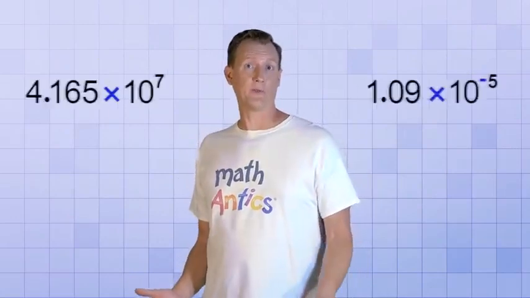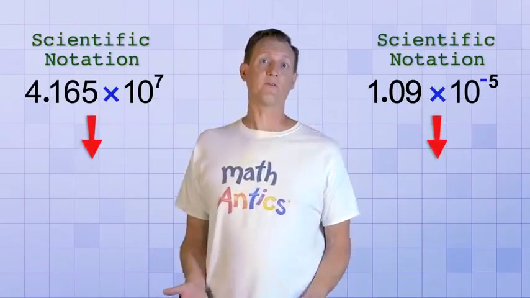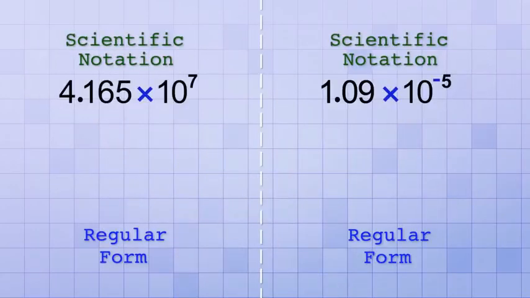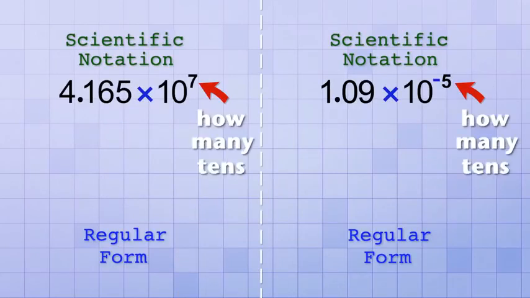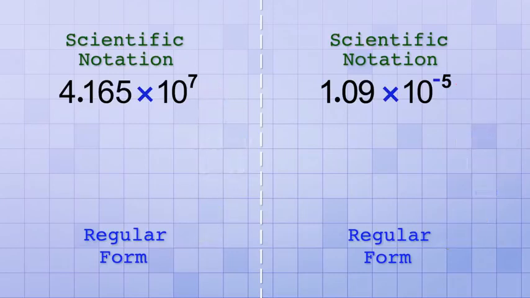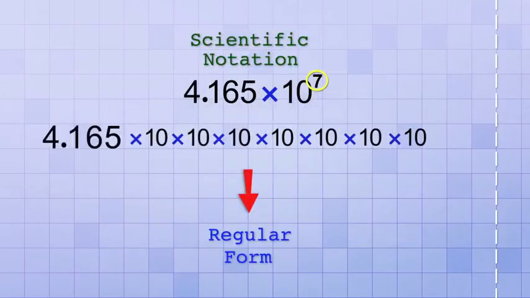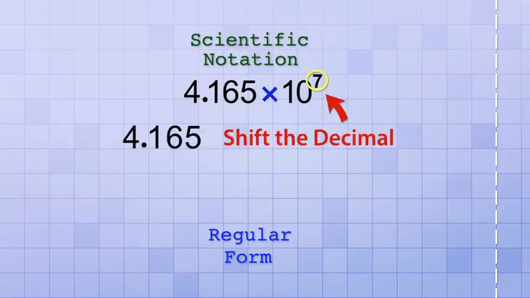But what if we start out with numbers that are in scientific notation and want to convert them into regular form? Let's do that with these two examples. The first step is to look at the exponent, which is the order of magnitude of the number. It tells you how many tens you'll need to multiply or divide by to get the number in regular form. If the exponent is positive, it means that you'll need to multiply by that many tens. In this example, that means that we would need to multiply by a total of 7 tens to get the number in regular form. That would be a lot of work, but we can also just shift the decimal point that number of places. Which direction do we need to shift it?